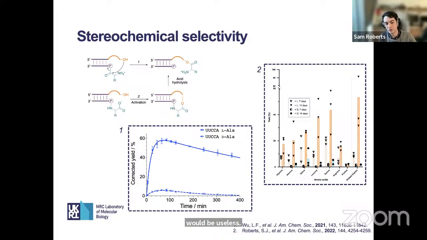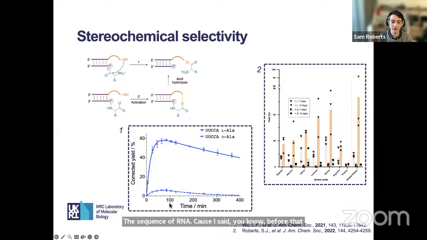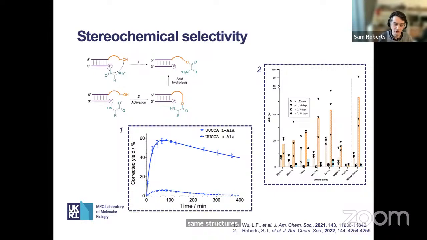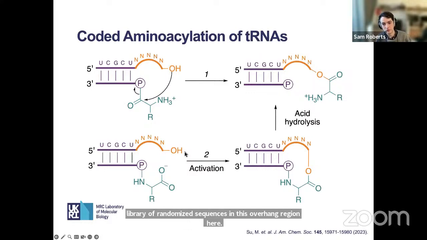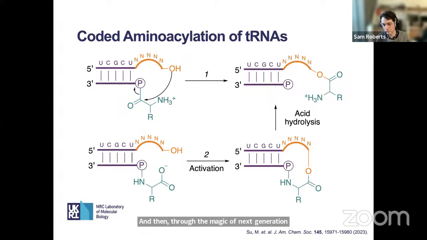So given this really cool stereochemical effect that we see with both these chemistries, we're now interested to see what happens if we vary the sequence of RNA, because I said before that you can essentially change the identity or the order of the different bases, and provided that you can form the same structures, say the same base pairing, it's still the same overall structure. So to do this, we took a fixed stem sequence here, UCGCU, and the complementary sequence opposite it to form a duplex, but then had a library of randomized sequences in this overhang region here. And then through the magic of next generation sequencing, we were able to identify which sequences transferred amino acids better.